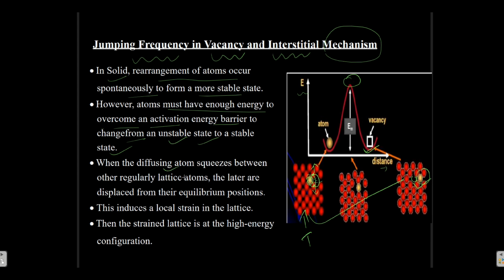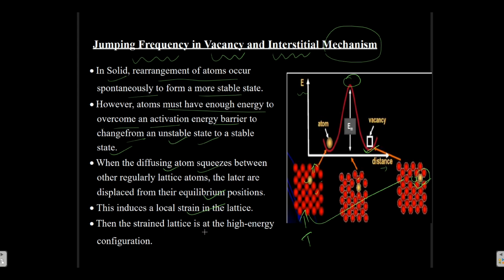And when the diffusing atom, that is, this is the diffusing atom, squeezes between the other regular lattice atoms, these are the other regular lattice atoms. The latter are displaced. Latter means these are displaced. You can see over here, these are actually displaced from their equilibrium position. This induces a local strain in the lattice.